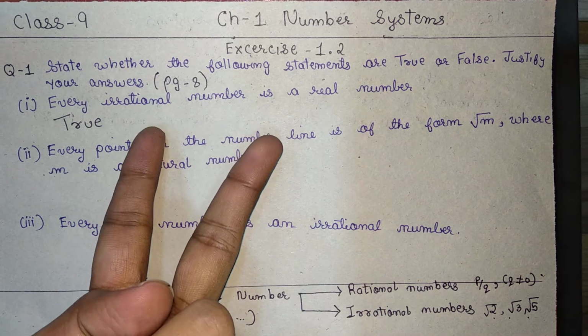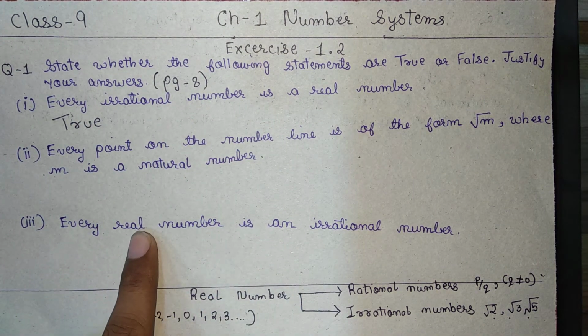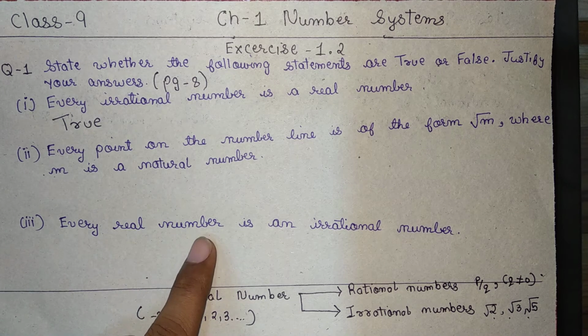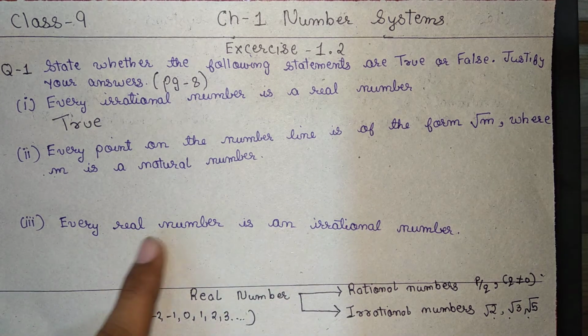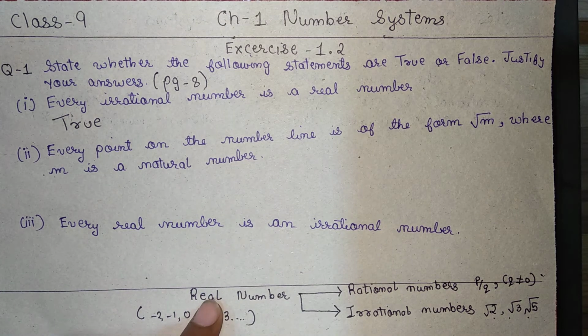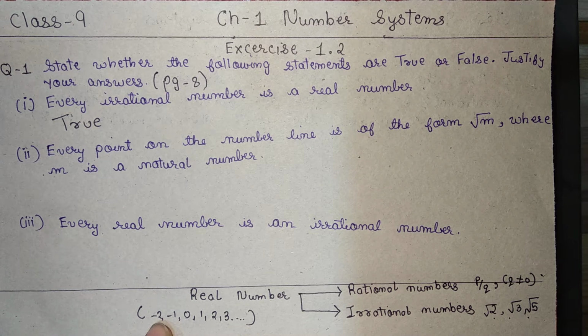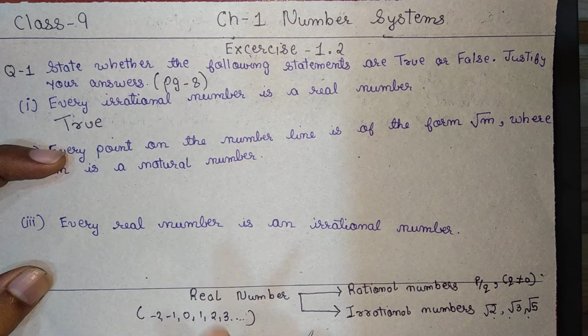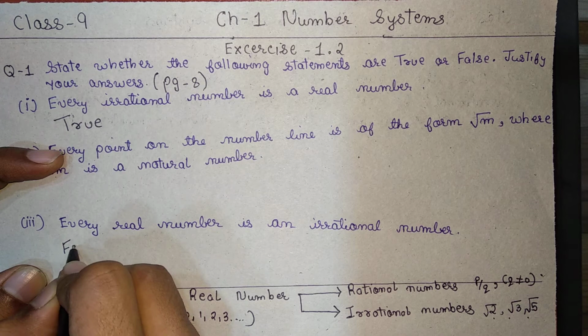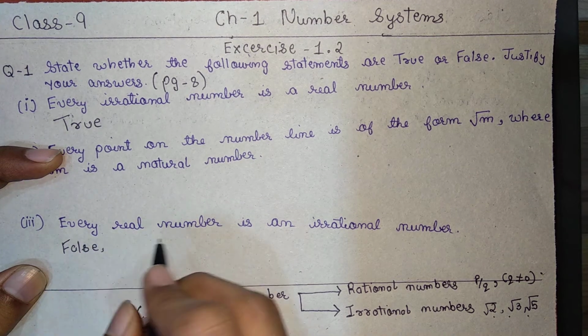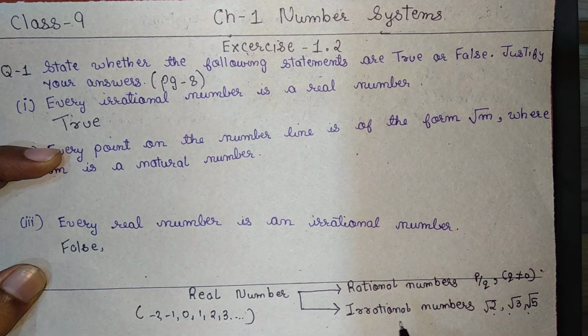Is the inverse true? No. The inverse is, every real number is an irrational number. Is every real number an irrational number? Real numbers include 0, positive numbers, and negative numbers, whereas irrational numbers are only under root. So is every real number an irrational number? It is false.